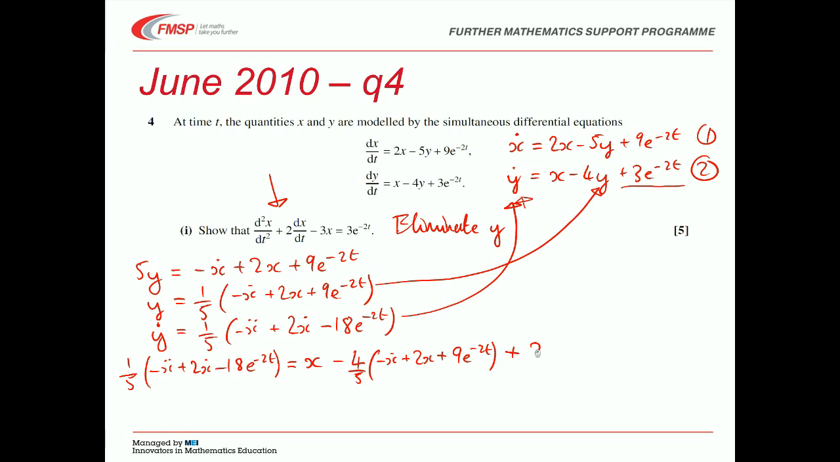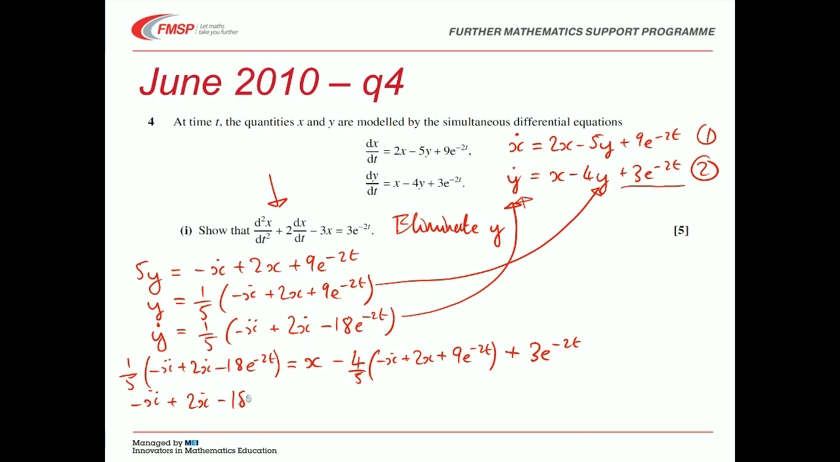A lot of people forget to do that because it feels like you've done the hard work, but that 3e to the minus 2t is still there. Okay, it looks messy, but it is an equation with only x and its derivatives and the functions of t, so it's promising. My first instinct is to get rid of the fractions, so I'm going to multiply everything by 5 and write it out again.